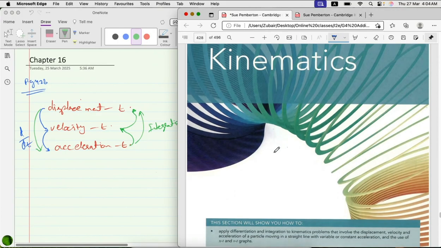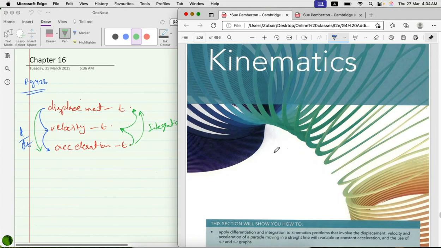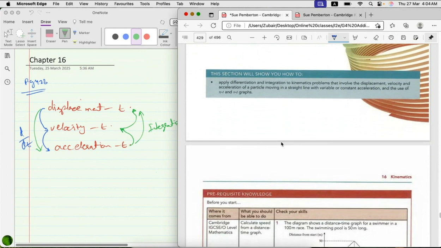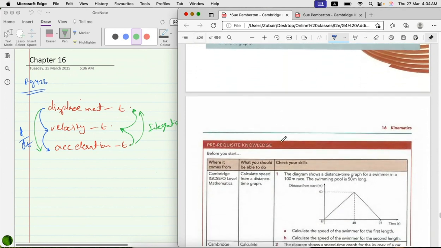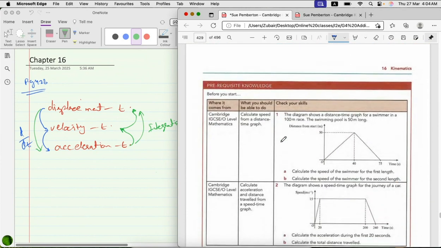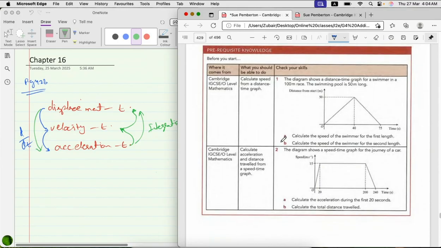Acceleration to displacement is also integration, two times. You integrate once, you'll get velocity, and then integrate again, then you will get displacement. And it's the same for displacement to acceleration, two times differentiation, step by step. Now, the basic prerequisites of kinematics are just like basic physics.